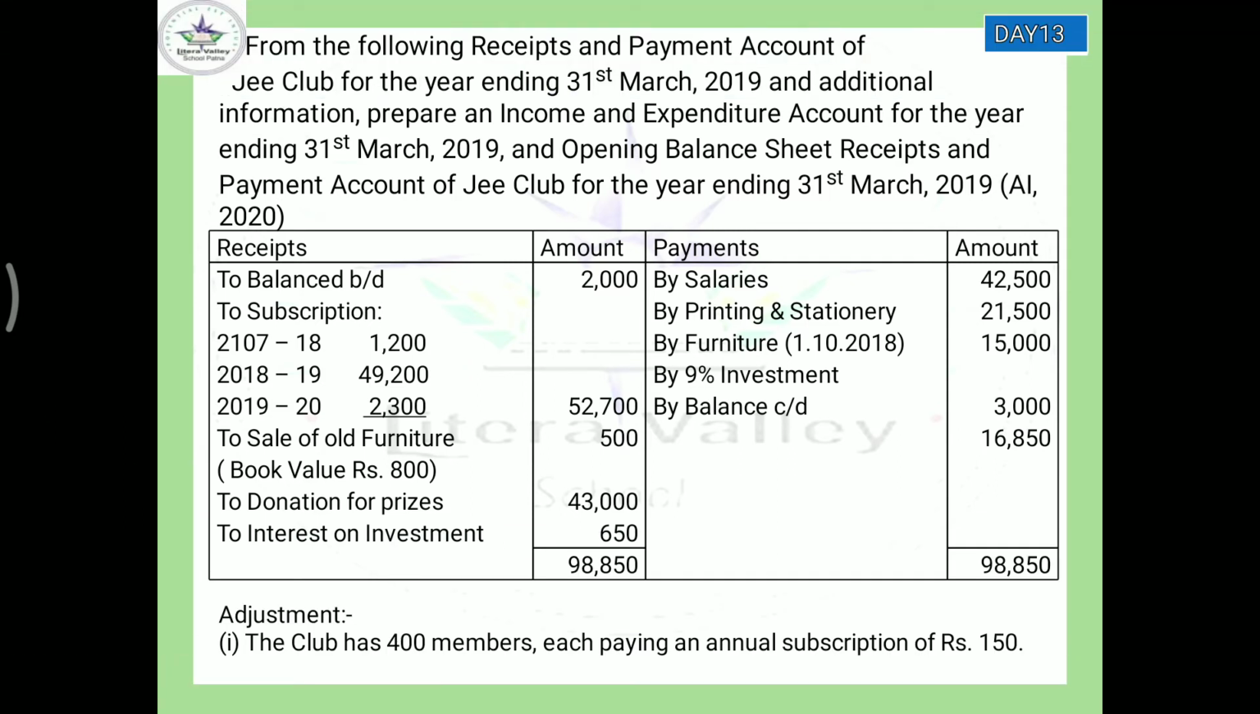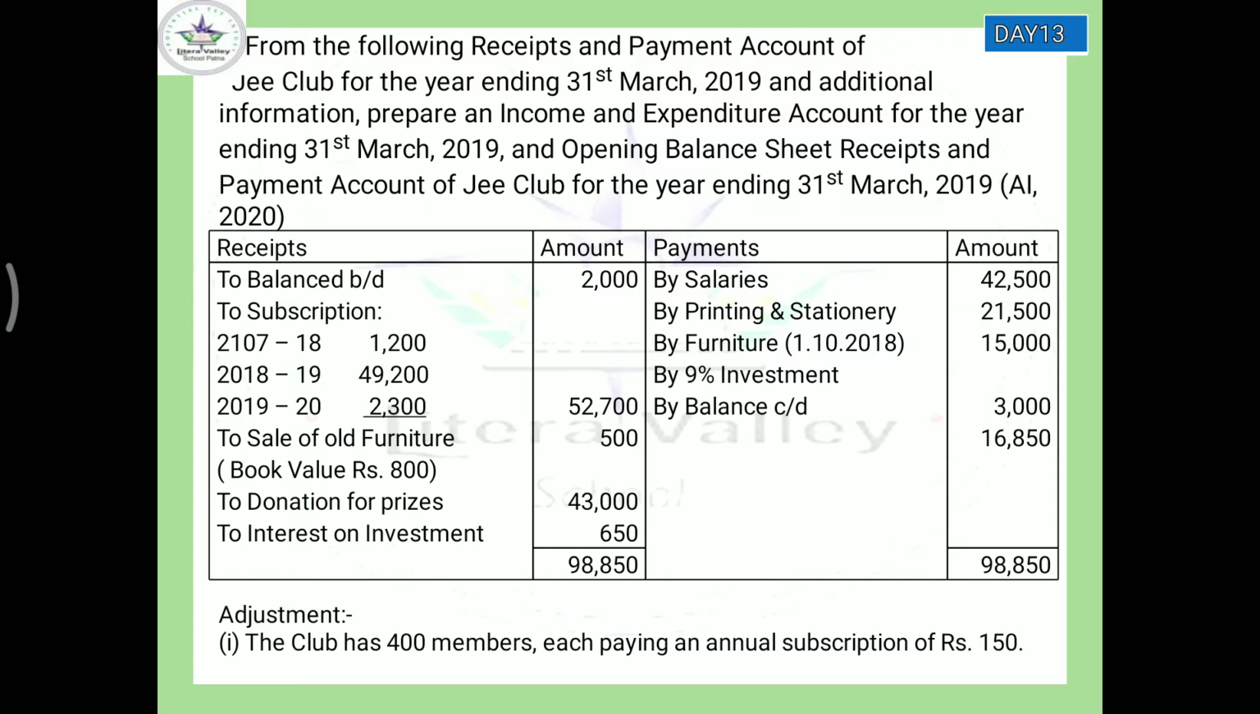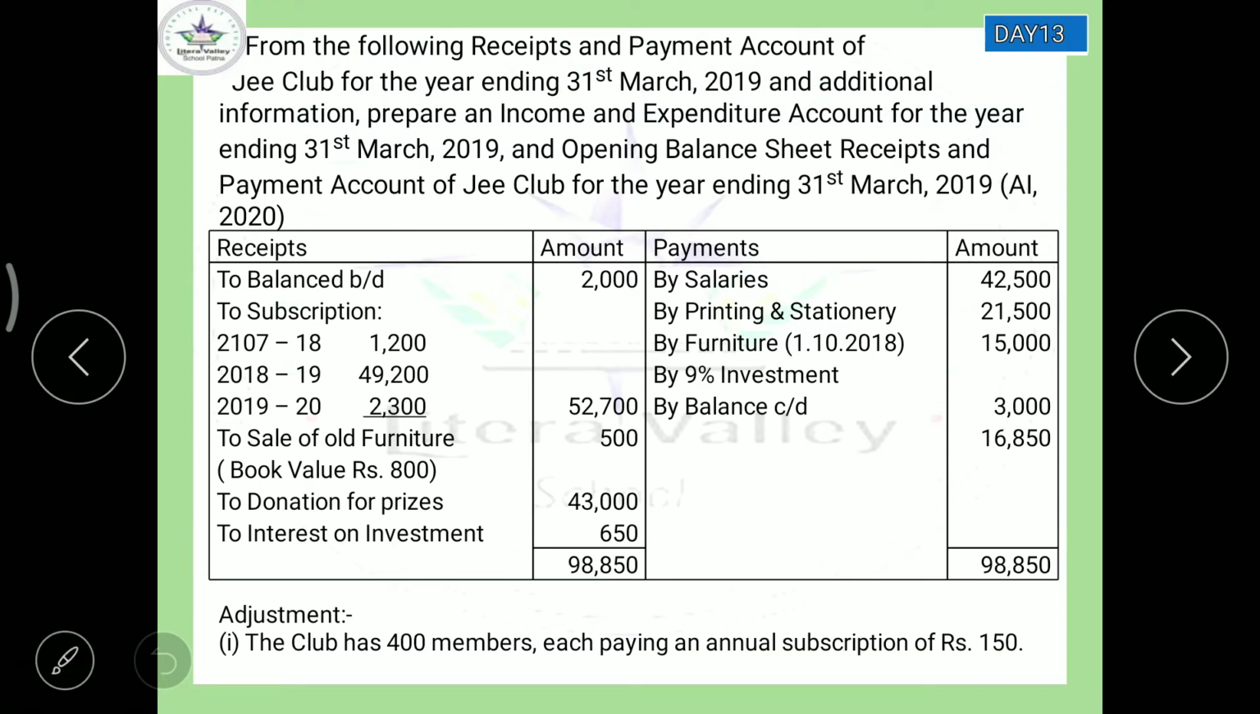Eighteen 19, 49,200, 1920, 2,300, sale of old newspaper, donation, interest on investment, salaries, printing stationery, furniture, 9% investment, and balance sheet is 16,850.